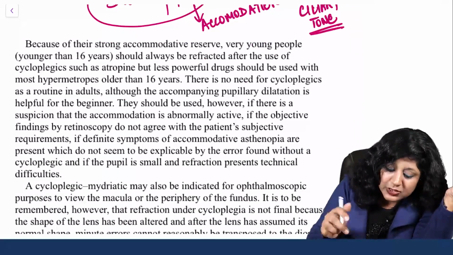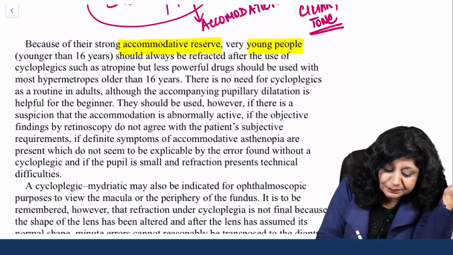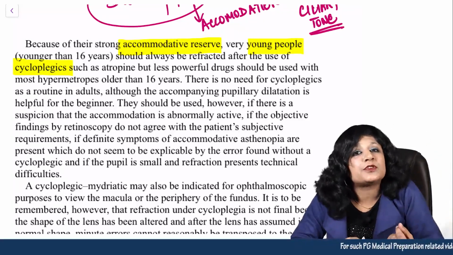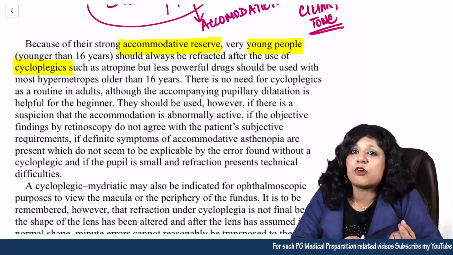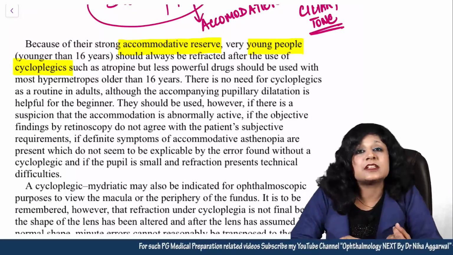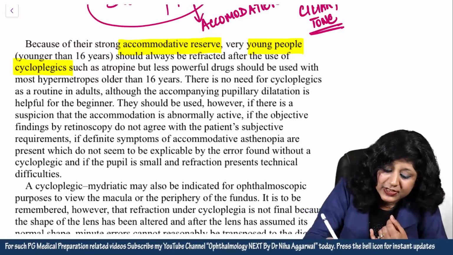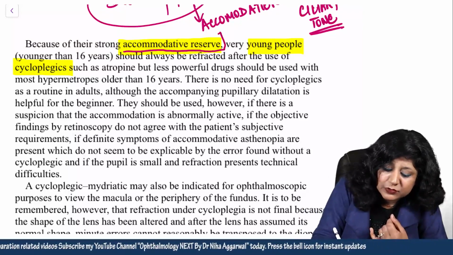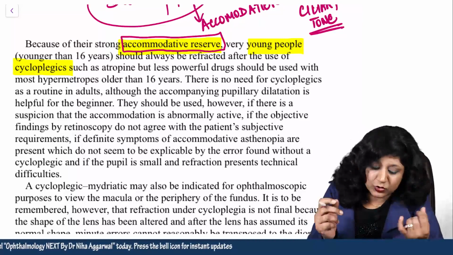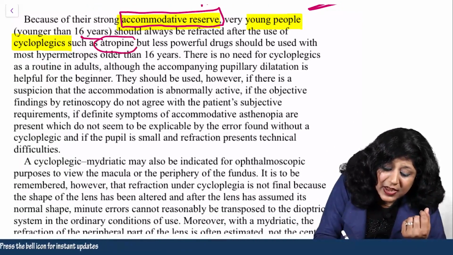Alright. Now, because of this strong accommodative reserve, the younger people will be given the stronger cycloplegics. Now we have got a different range of cycloplegics, starting from the most strong, then we have got the mediocre variety, and then we have got the milder variety. So in cases of young people, we are using the stronger ones because they have got the stronger accommodative reserve. So those who have a stronger accommodative effort, we have to give a stronger cycloplegic in order to abolish it.